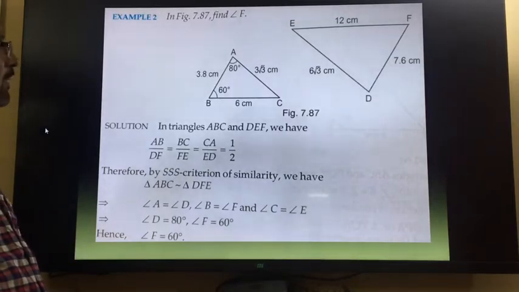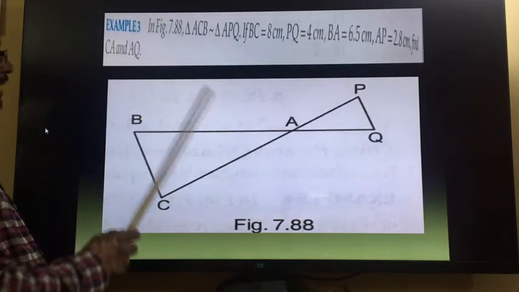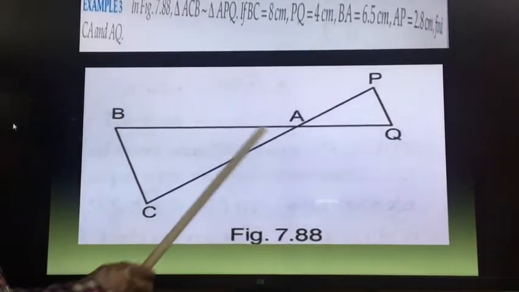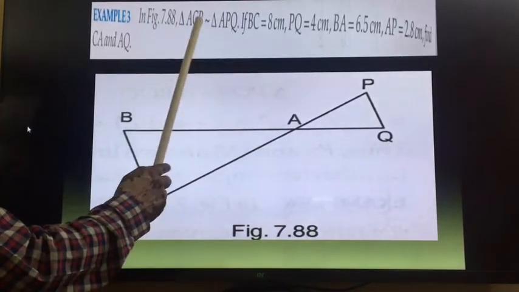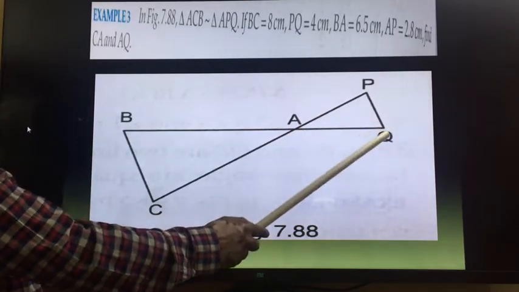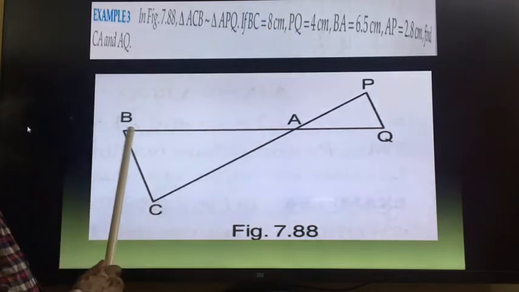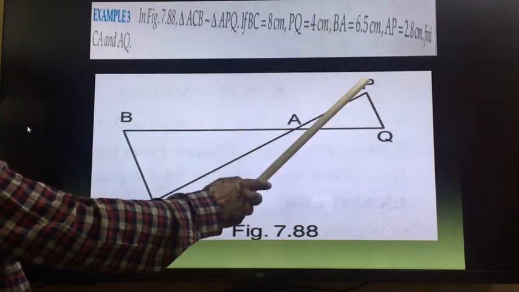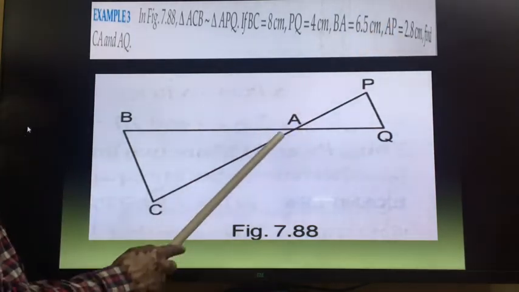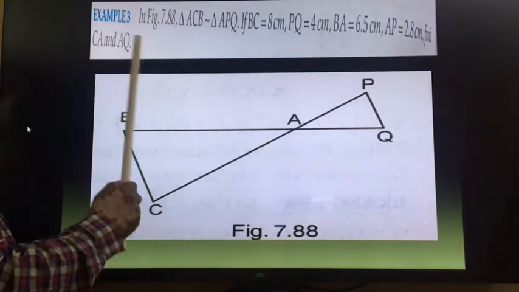Now you see the next example. In this case, figure 7.88 is given, and in this figure, triangle ACB is similar to triangle APQ. So APQ, order is important. APQ is similar to ACB. It is given that BC is equal to 8, so BC line is 8, and PQ is equal to 4, BA is equal to 6.5, AP is equal to 2.8 centimeter. Then we have to find out what is the length of CA and what is the length of AQ.